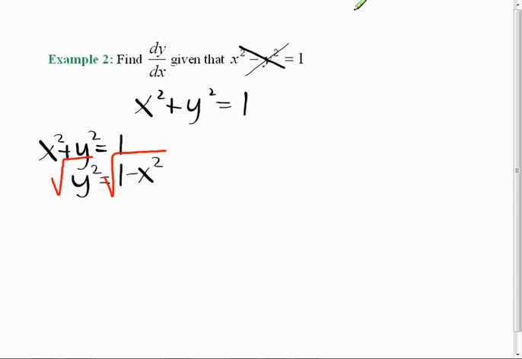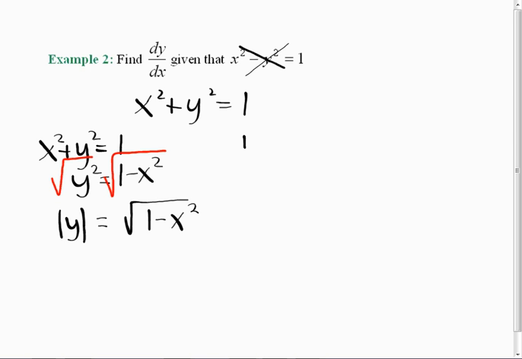Well, the right side's okay. The right side is the square root of 1 minus x squared, but the left side is not y. It's what? Well, you're cheating a little bit. It's the absolute value of y. Now, to solve means to find numbers that make the sentence true. I can put two things in there. I can put in the positive root, or I can put in the negative root. They both make it true.